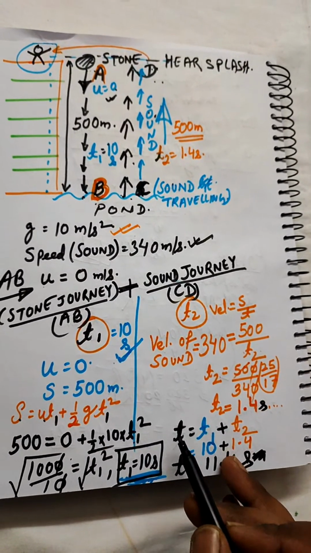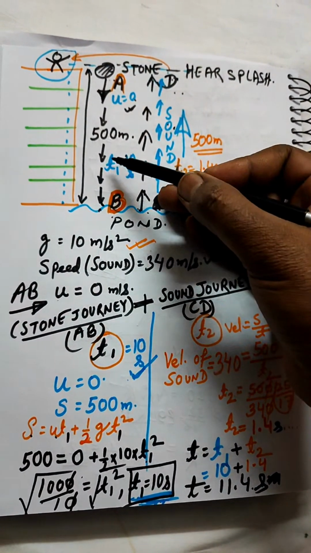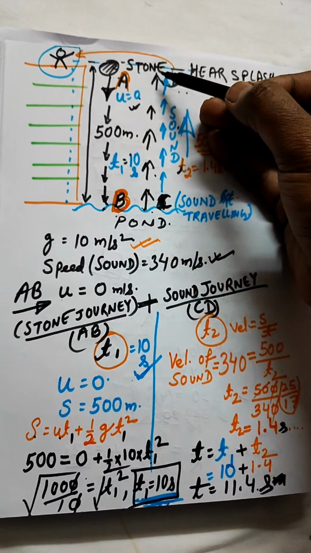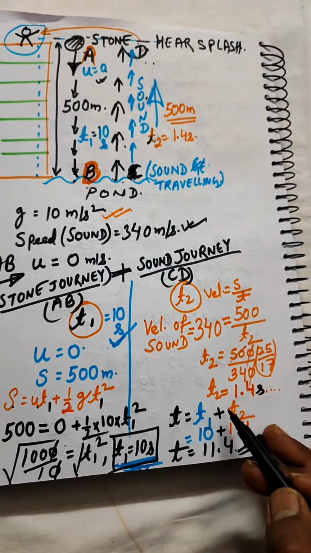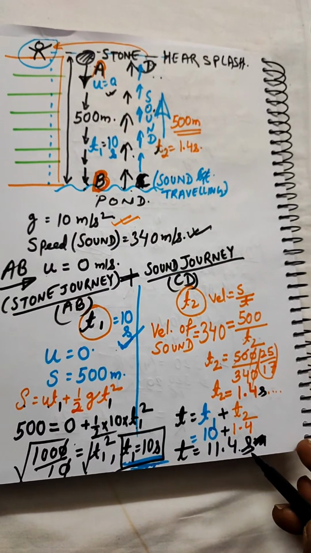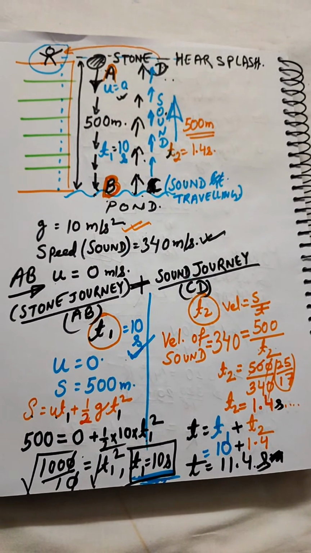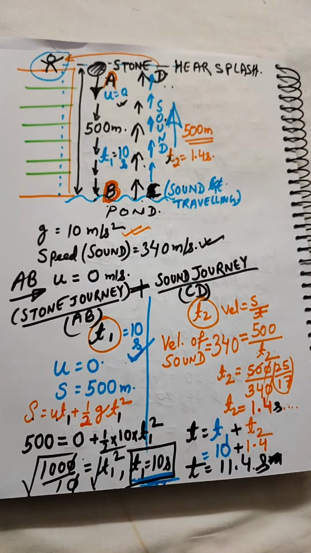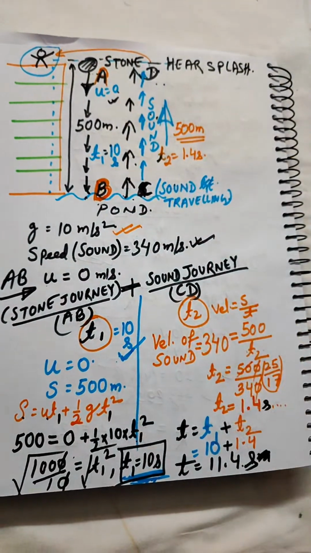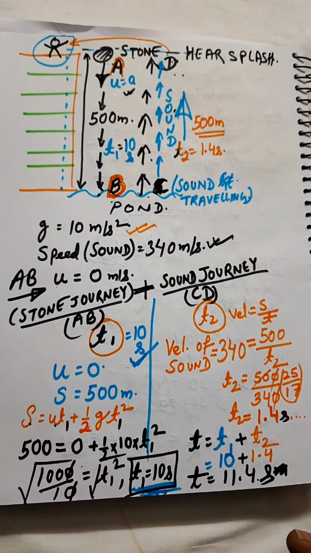So the total time is the time taken when the stone reaches the pond, that is t1, and t2, the time taken when the sound reaches the top of the building. So t equal to t1 plus t2, we have added both of these to get the time as 11.4 seconds. So this is the total time taken from when the stone reaches the pond, the sound is generated, and the sound reaches point D, the top of the building. So after 11.4 seconds you will be able to hear the sound, students. I hope you understood it.